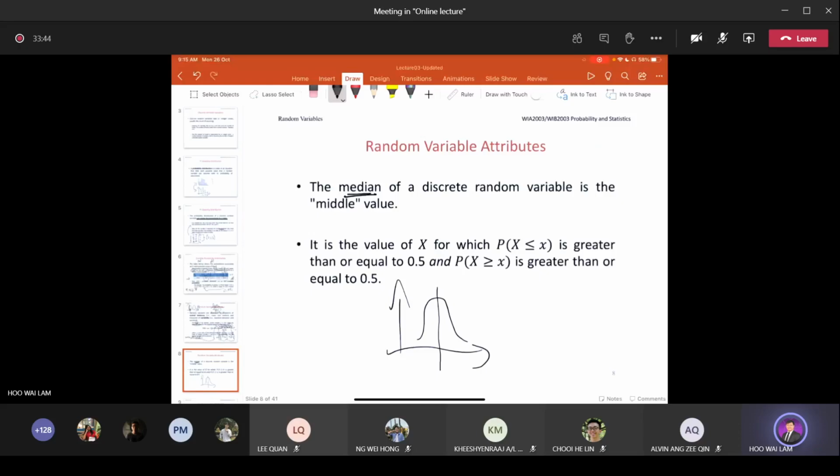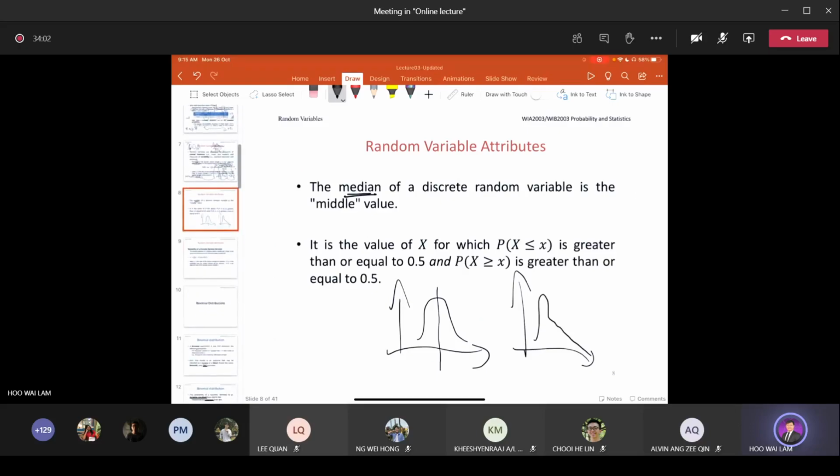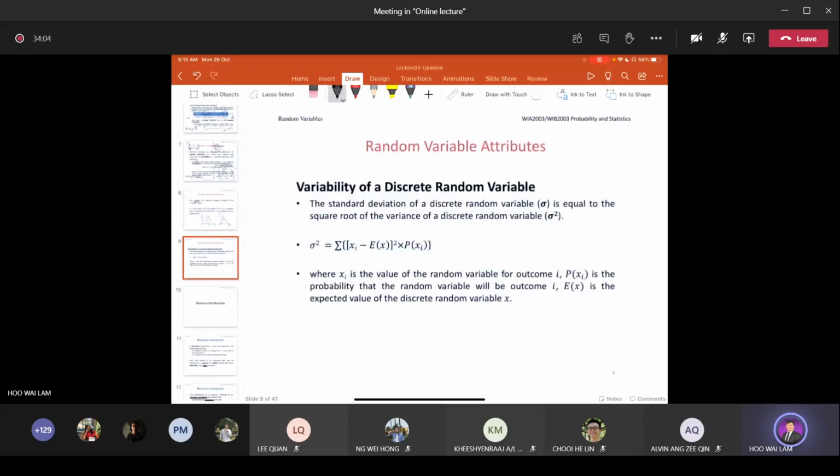The mean will sometimes get distracted if your graph is skewed to the left or skewed to the right. But we'll discuss this later in the statistics class, so don't worry too much. But you should know the difference between mean and median, yeah?